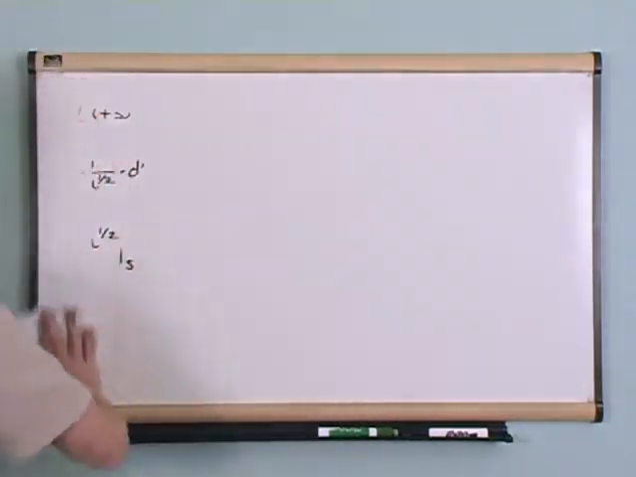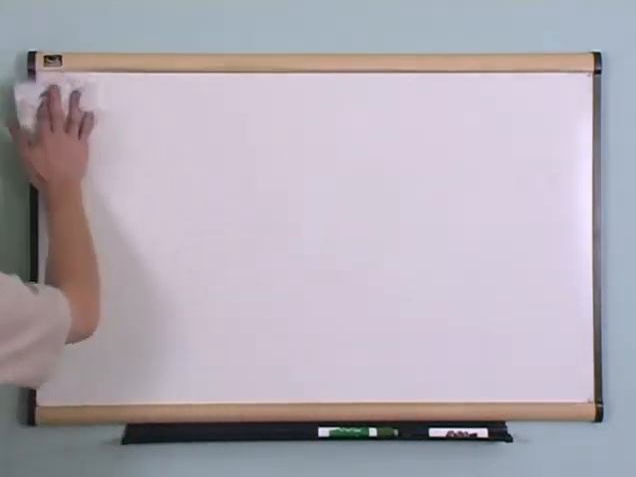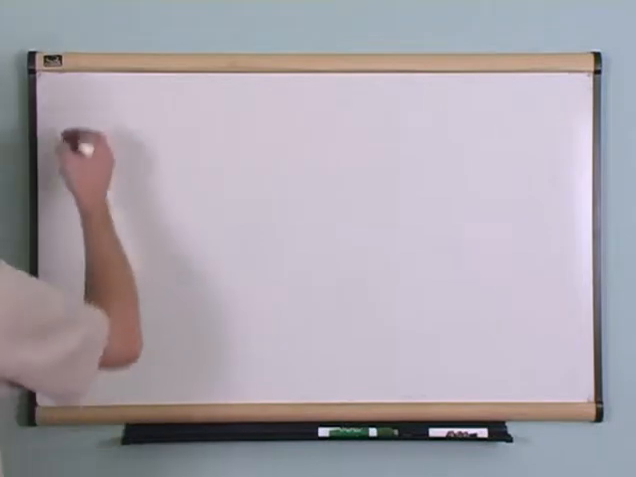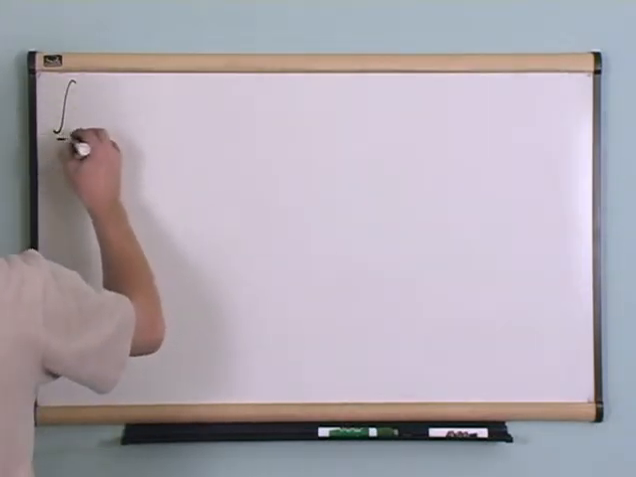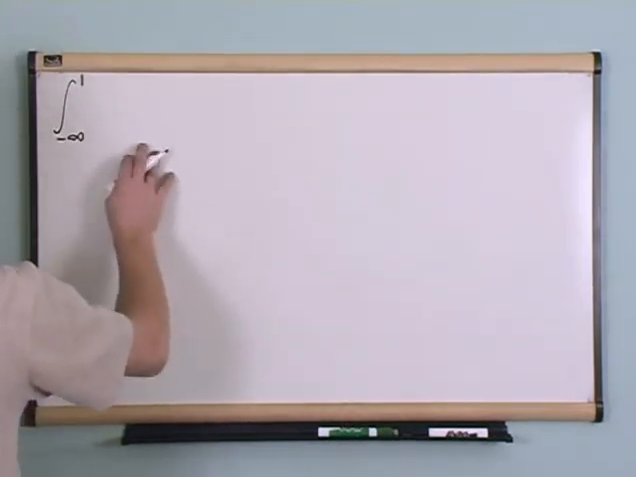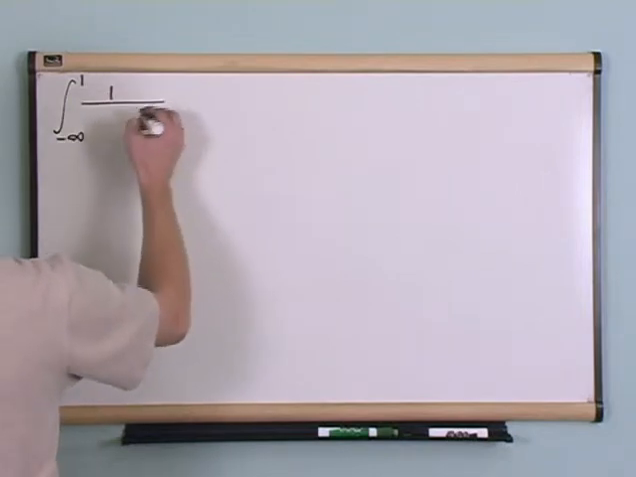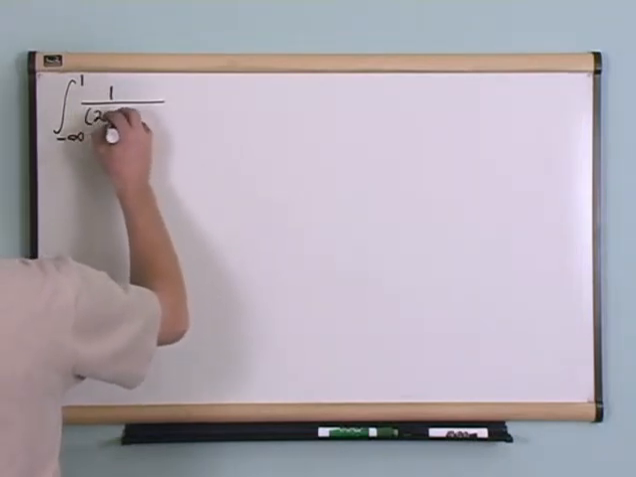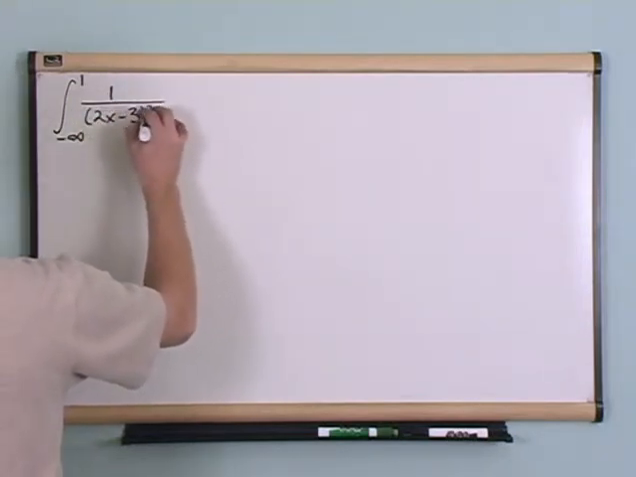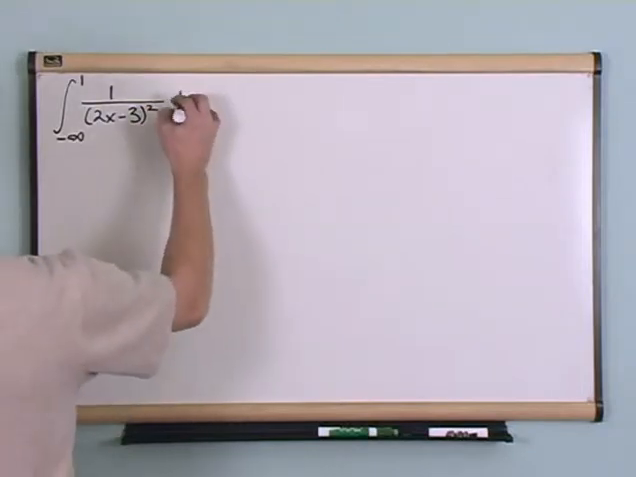Okay, but you'll see here in the next problem that that's not always the case. In some cases, these integrals actually do converge. So let's do one of those right now. What if you were integrating from negative infinity to 1 of the integral 1 over (2x minus 3) squared dx?